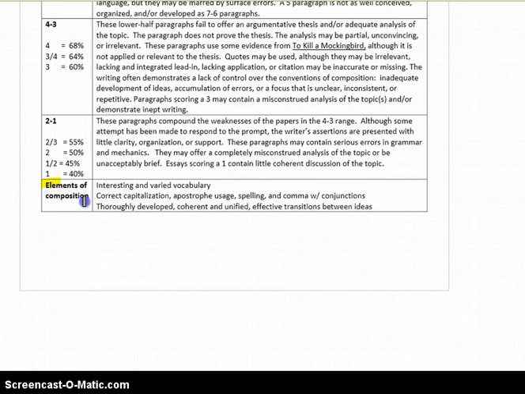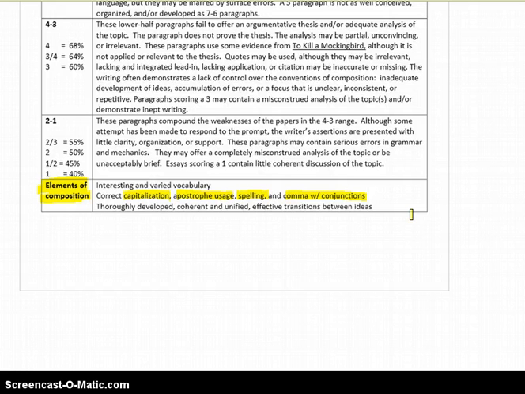Let's take a look for a moment at the elements of composition down at the bottom. For this particular paper, the only elements of composition, the skills I am assessing, are interesting and varied vocabulary. We talked about that before. Vary your sentence beginnings. Don't say Scout, Scout, she, Scout, she. It gets very redundant and very boring to read. As far as grammar goes, I will be looking for correct capitalization, apostrophe usage, spelling, and commas with conjunctions. We will be reviewing this more. We've already talked about it a couple times, but I want to talk about it more thoroughly.